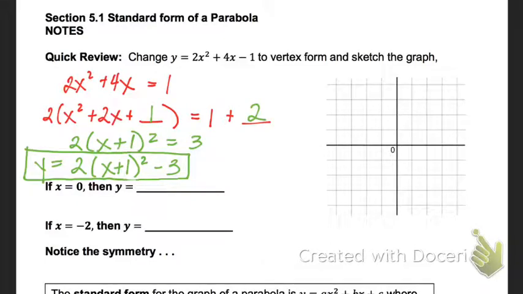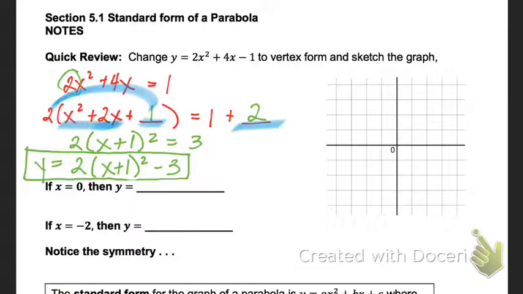Okay, so what you do is you move the constant over, and pull out the a term, which is the first one. Then you take half of the middle term and you square it. Half of the middle term and then square it. And then 2 times 1 is what goes in this blank.